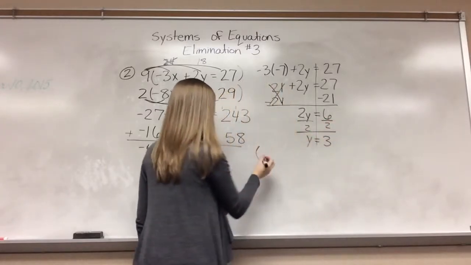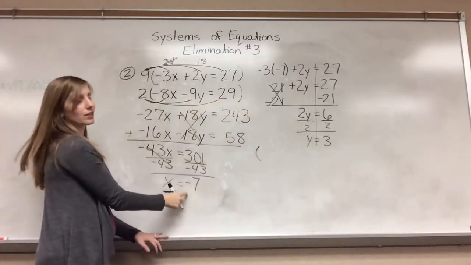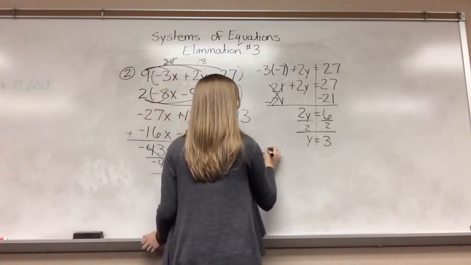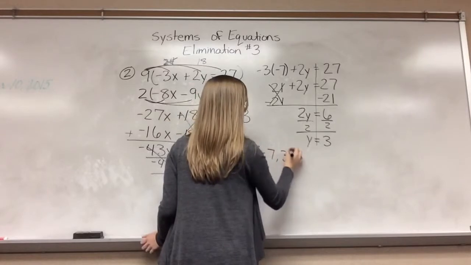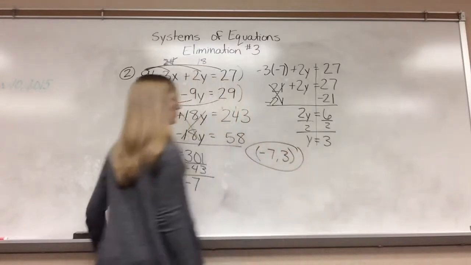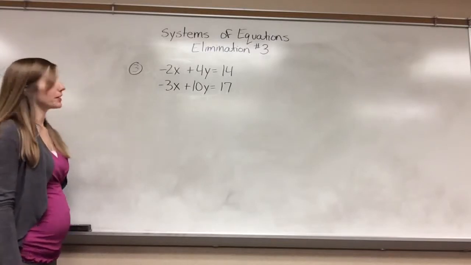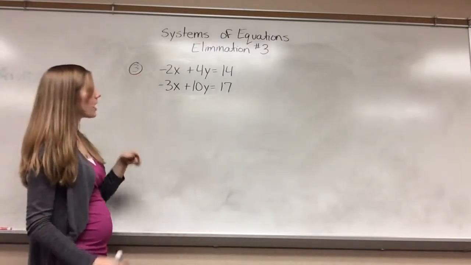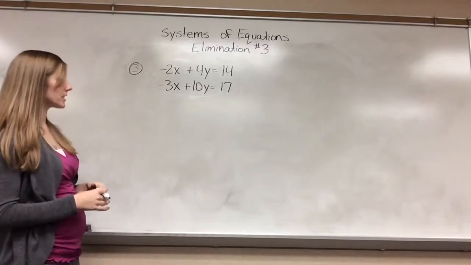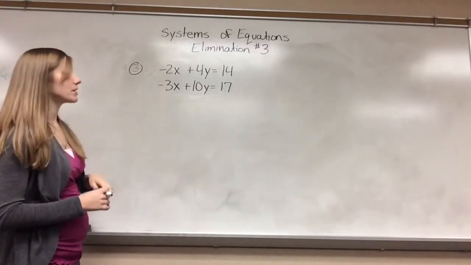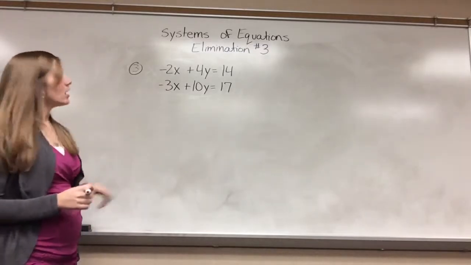So my solution, always put that x term first. Our solution is negative 7, 3 for problem number 2. For problem number 3, our equations are negative 2x plus 4y equals 14 and negative 3x plus 10y equals 17.